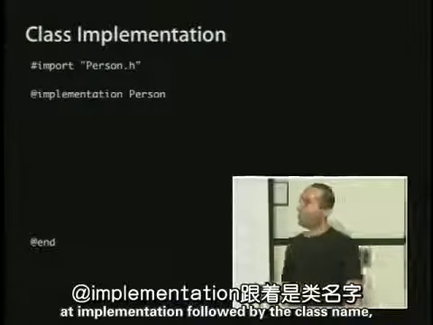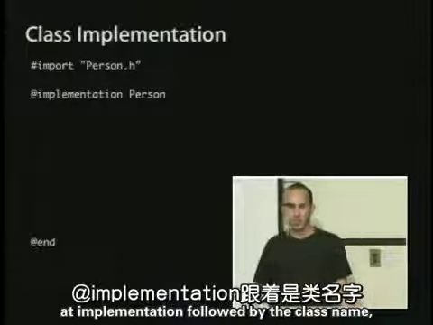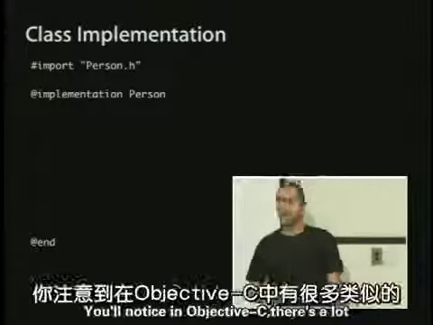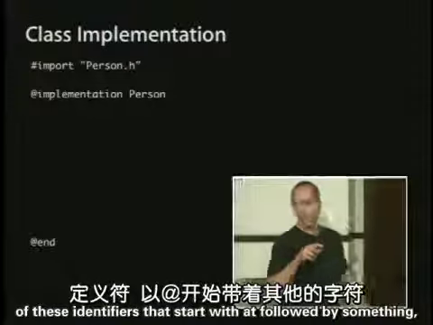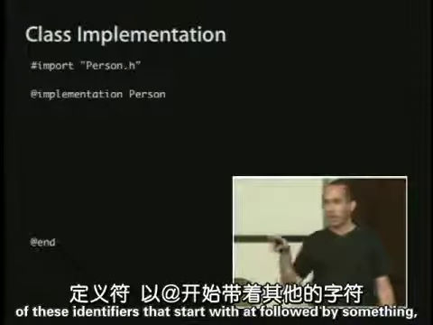Our implementation file is going to include setter and getter methods and the action methods that we defined earlier, which is the cast ballot. So let's look at this.